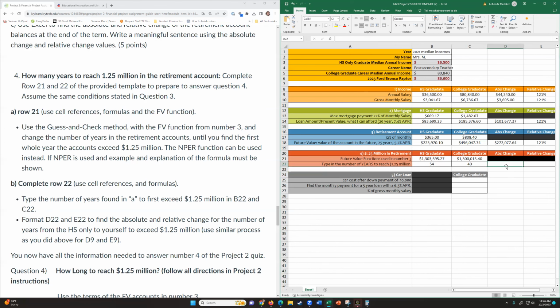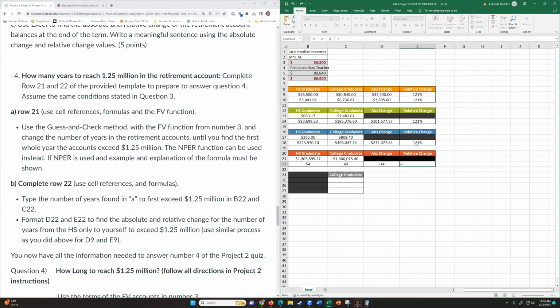So equals my new minus my old. I want to compare just the number of years, not the actual amount of the account. We want to compare the number of years difference. And this will be the only time you'll see a different percentage, because everything else we had more. We had higher values than the high school graduate because our salary was higher. In this scenario, it takes fewer years than the high school graduate, so we're seeing a decrease in percentage instead of an increase.